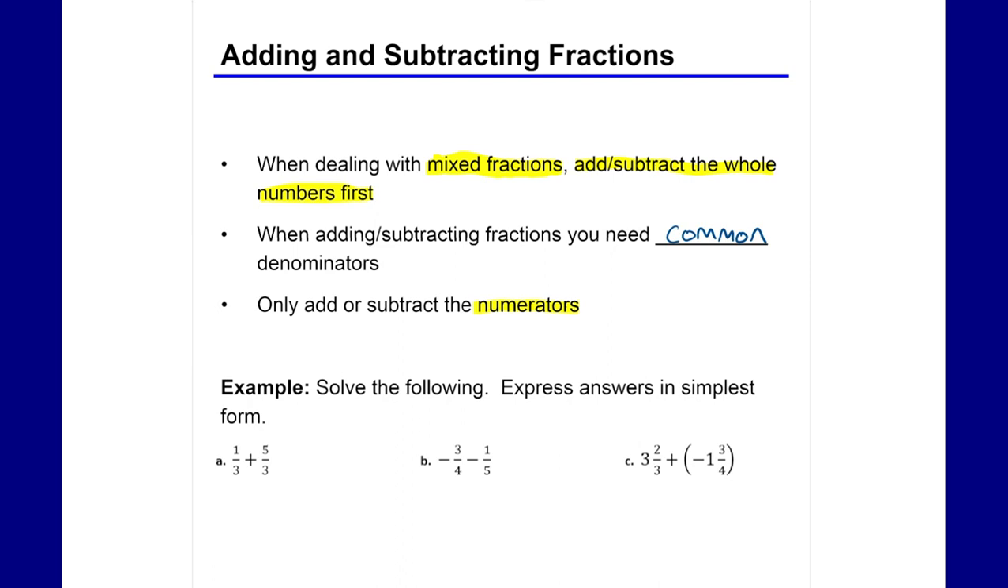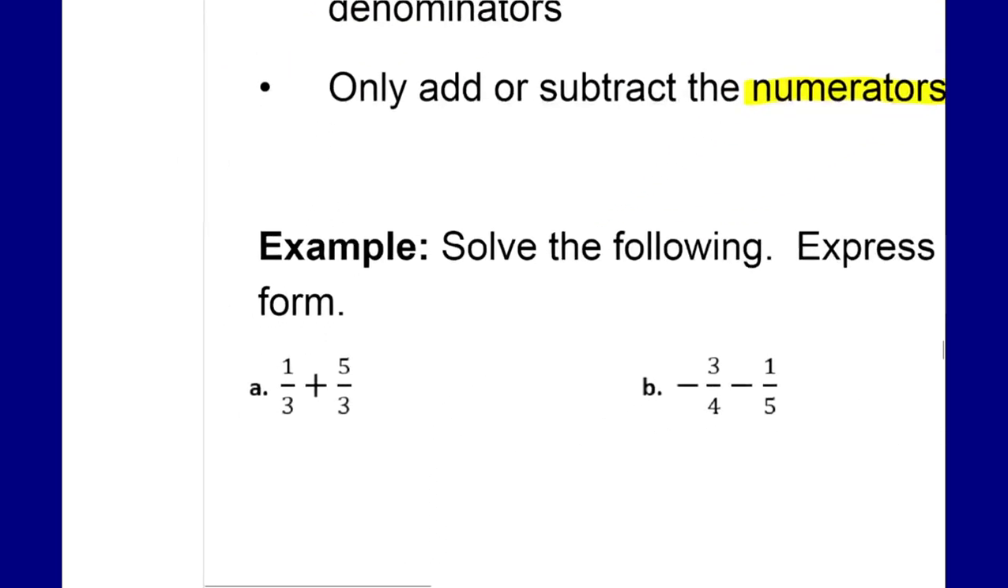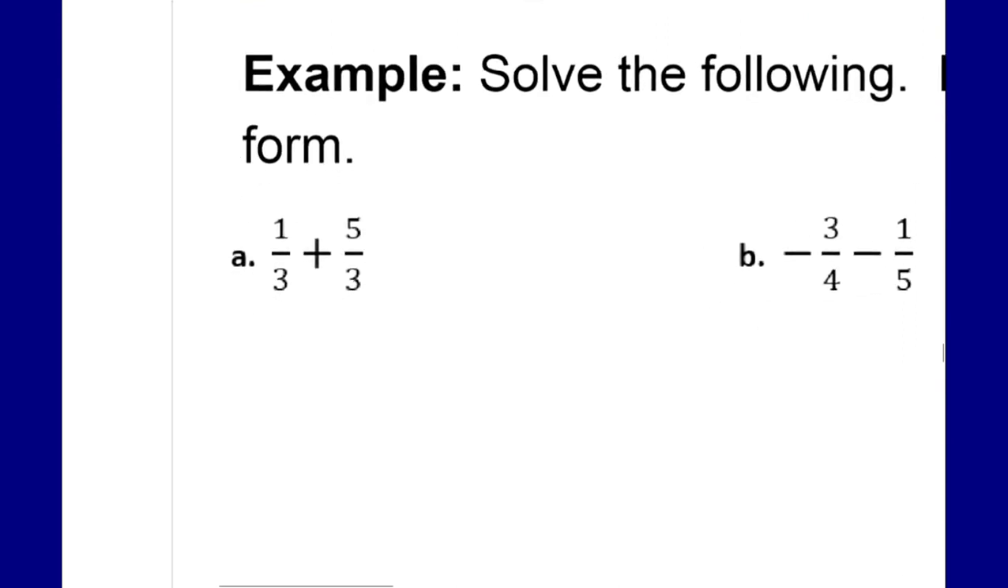Right, so let's solve the following and express the answers in simplest form. So the first one, 1/3 plus 5/3. So now here we have a common denominator. That's great. That means we don't have to change our fractions at all. Because they have common denominators, the denominator is going to stay the same. It's going to be a 3. I can add my two top numbers, 1 plus 5, which gives me 6.